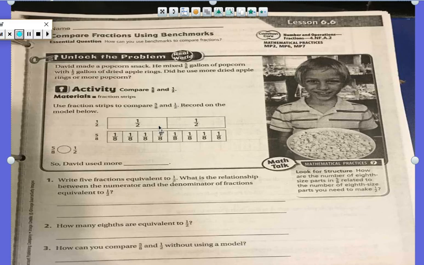Hey guys, this is lesson 6.6 called Compare Fractions Using Benchmarks. Our essential question is how can you use benchmarks to compare fractions? So we're going to start with unlock the problem.